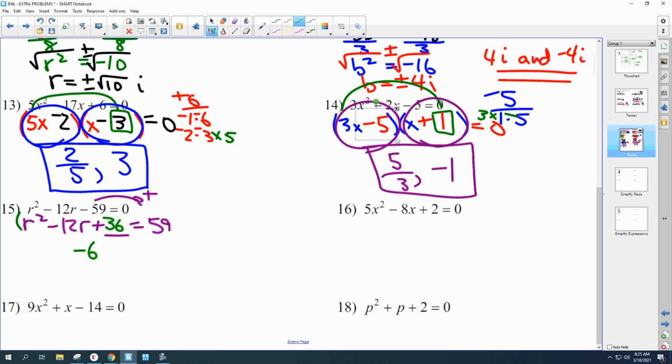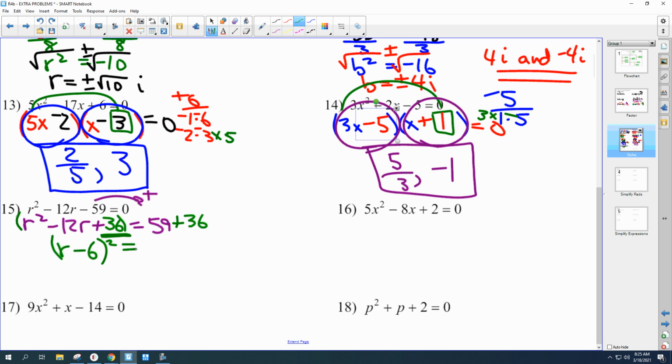Okay? So a couple of things. If I take this expression on the left side and factor it, it factors into r minus 6 squared. R minus 6 times r minus 6. That's when we complete the square. But notice we added 36 out of nowhere. We have to add 36 to the other side just to keep that thing in balance.